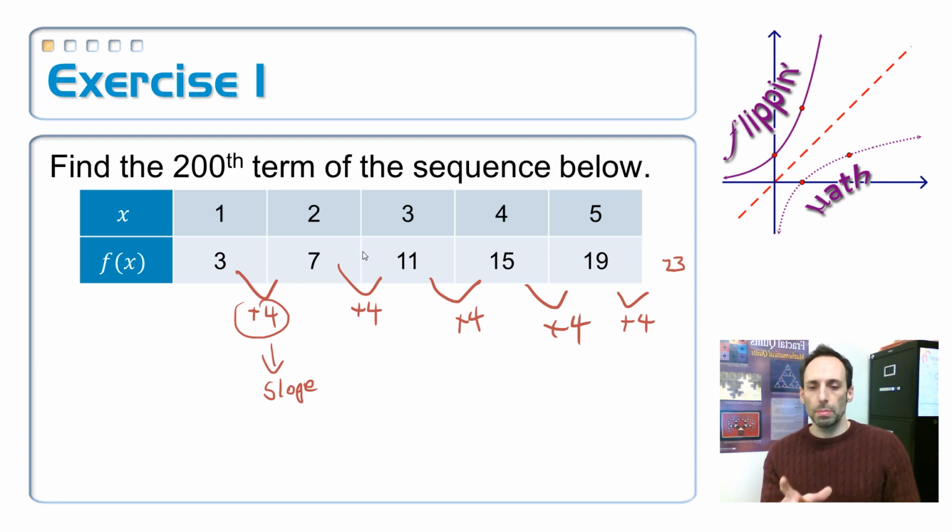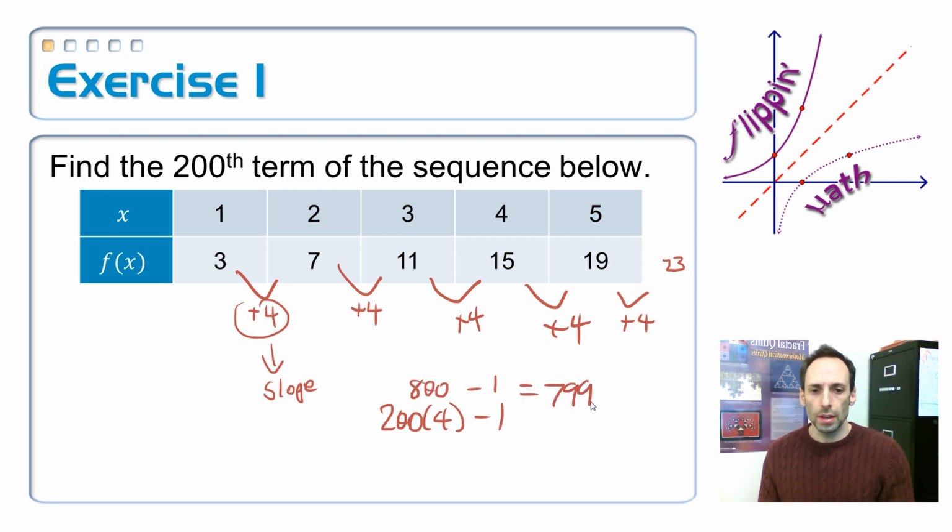Well, let's step back for just a second. What about the first one? Is that just 1 times 4? No, 1 times 4 is 4, but I got a 3. 2 times 4, that would be 8, but I got a 7. 3 times 4, that'd be 12, but I have 11. Looks like all I'm doing is subtracting 1. So it looks like I could get this answer by just going 200 times 4 and then subtracting 1. Well, that's 800 minus 1, 799.